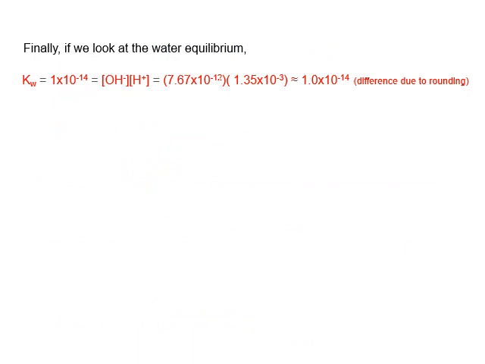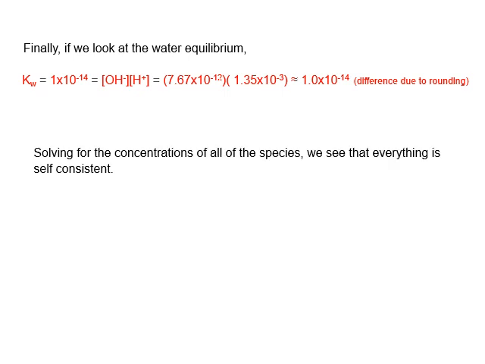Finally, if we look at the water equilibrium and plug in the values for hydroxide and hydronium ion that we previously obtained, we see that it does in fact equal the Kw value. Solving for the concentrations of all the species, we see that everything is self-consistent. In other words, all three of those expressions were simultaneously satisfied by one set of concentrations.